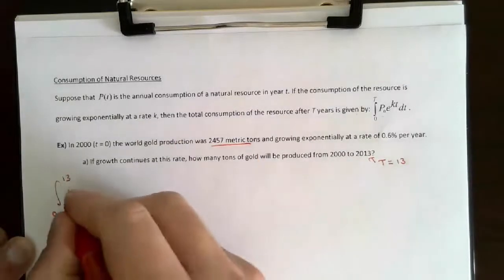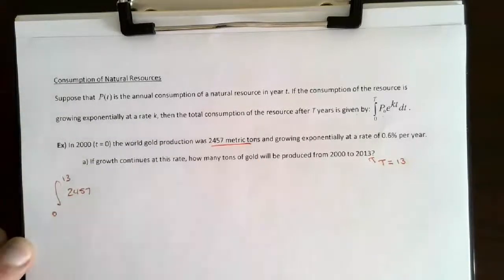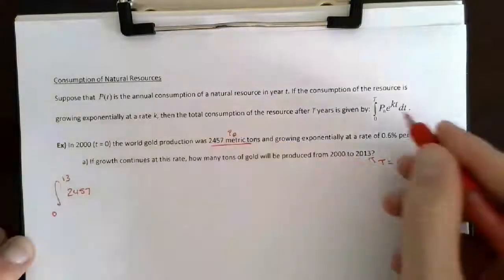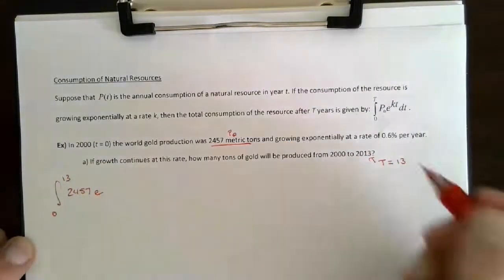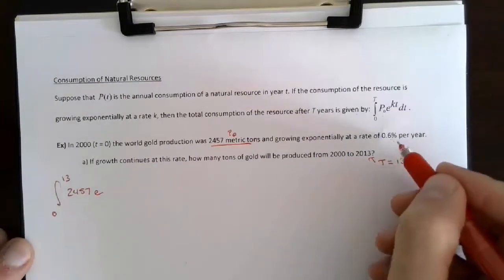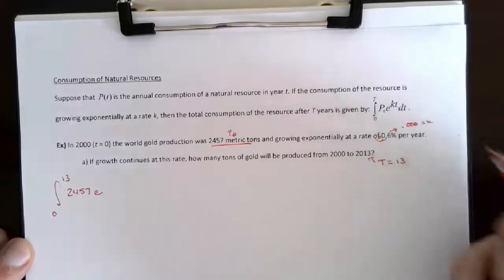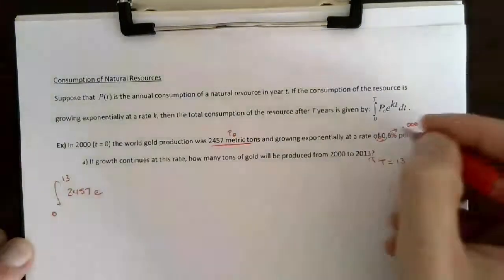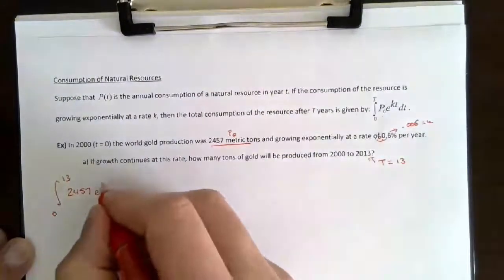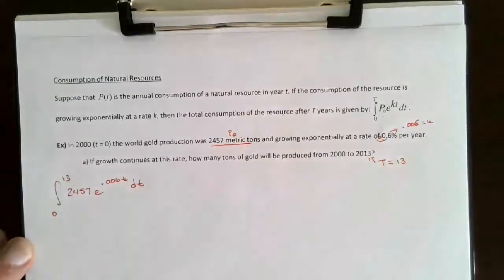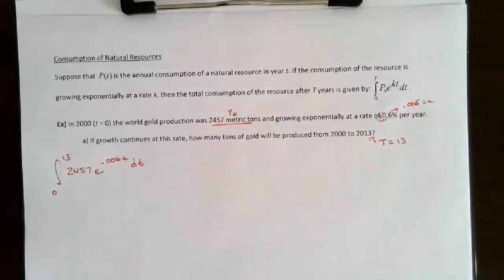Right, so you're going to put 2457 here. Our P sub 0 has always been the initial amount, so when you see that, that's your P sub 0. And then e to the kt. Well, it's e to the k, which is, we got 0.6%, so be very careful here. Moving the decimal over 2 places gives 0.006, which is what we use for k. So this is e to the 0.006. Remember, lowercase t and dt stay in there as is, because t is our variable of integration.